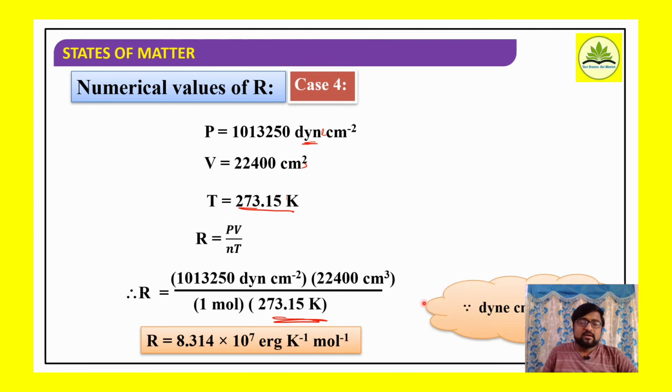So here, dyne centimeter is equal to erg. Per centimeter square and centimeter cube, the units cancel, so dyne centimeter remains. 1 dyne centimeter is nothing but an erg. Therefore instead of writing dyne centimeter, we write erg per Kelvin per mole.